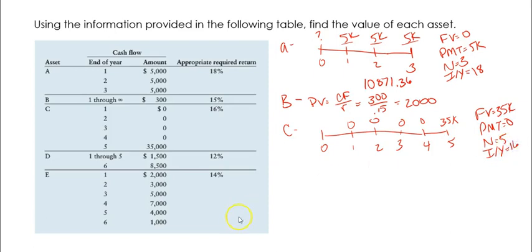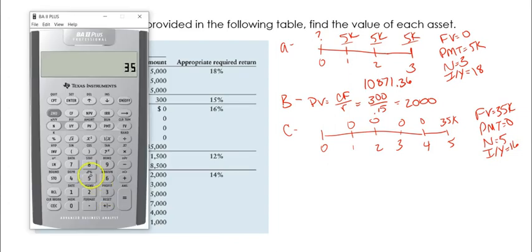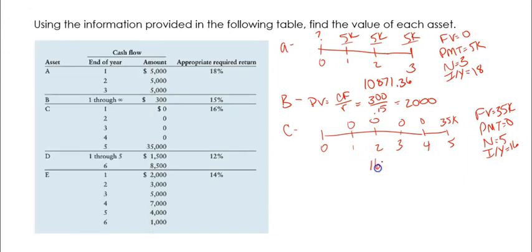Let's calculate the value of this. Future value is $35,000. Payment is 0. 5 years until maturity. 16% discount rate. Compute present value. $16,663.96.